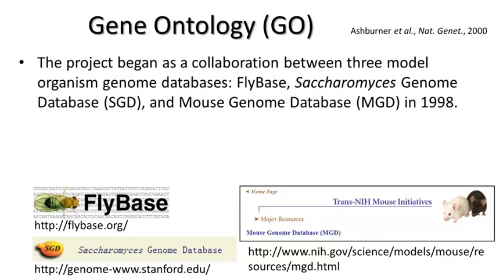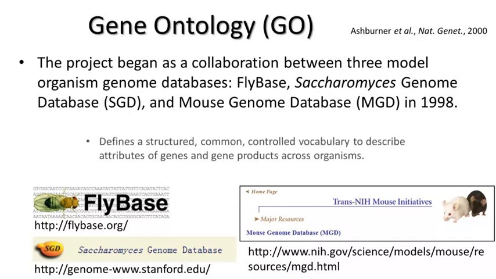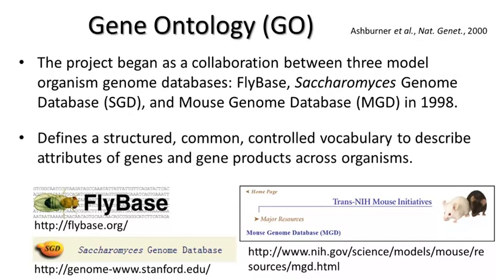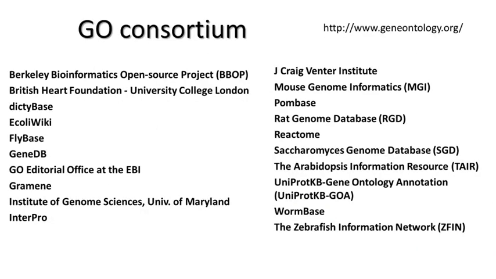To provide a unified common language for biology, in 1998, scientists of three model organism genome databases, FlyBase, the Yeast Genome Database, and the Mouse Genome Database, decided to collaborate to create the Gene Ontology. The Gene Ontology defines a structured, common, controlled vocabulary to describe attributes of genes and gene products across organisms. Collaboration is key to build a consensus vocabulary.